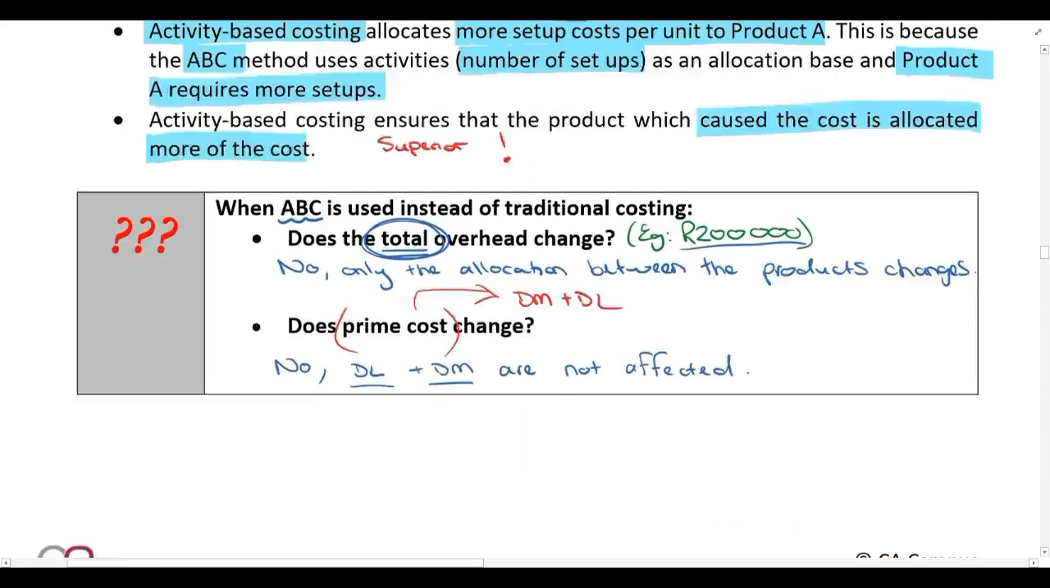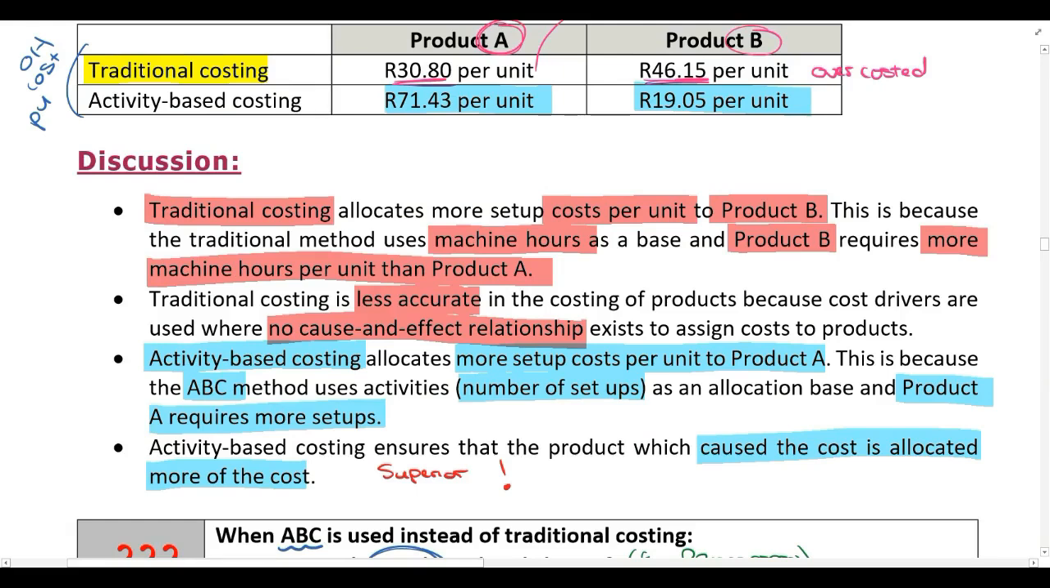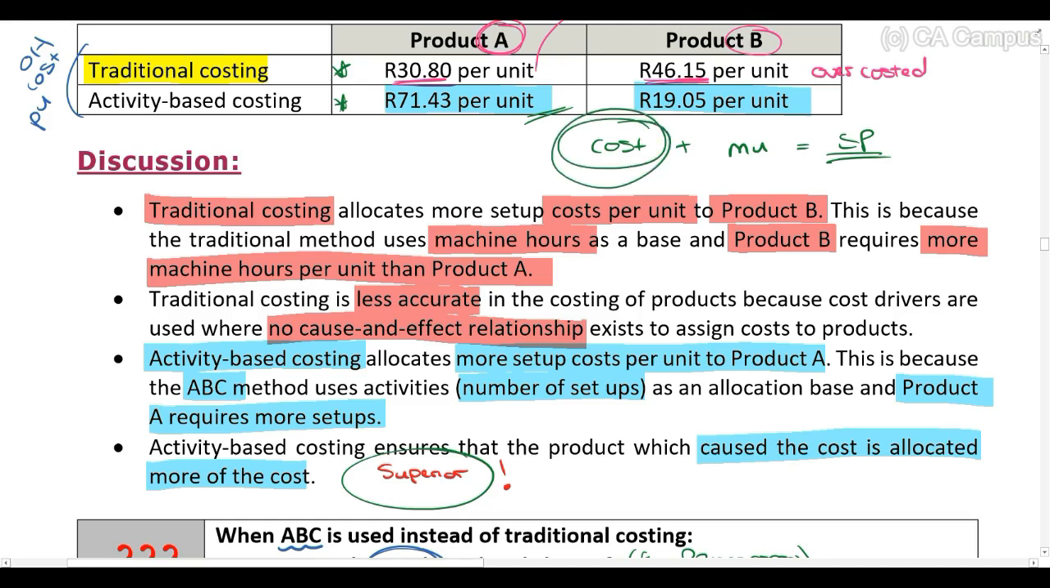We saw it above. Using traditional costing, we cost our products incorrectly. Using activity-based costing, we cost our products in a better way. It results in more accurate costing of our products. Why is it important that we cost our products correctly? Because remember, normally what we do is we take the cost of our products and we add a markup to that in order to determine our selling price. So if we've costed the product incorrectly, we are not pricing our products competitively.